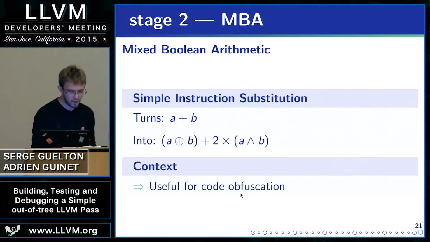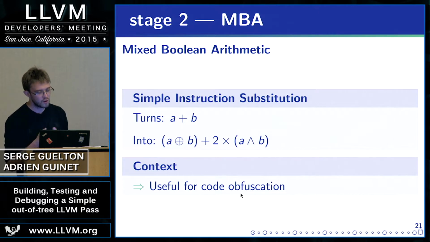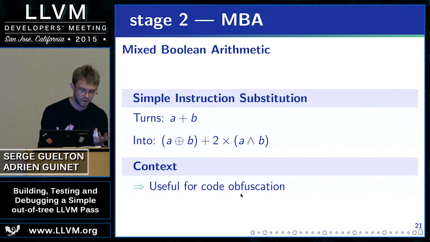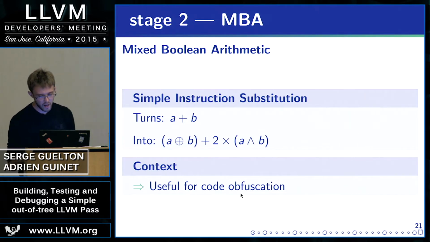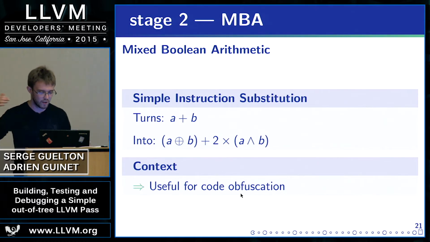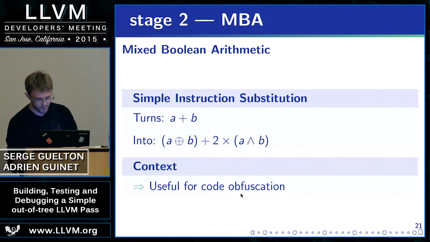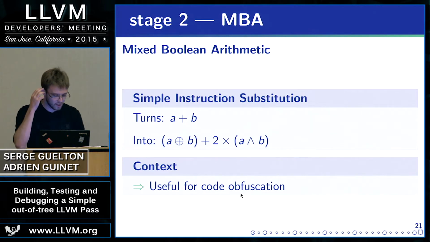So I talked a bit about mixed Boolean arithmetic. Here's an example. You can prove that modulo 2 to the power n, so on 32 bits for instance, a plus b is equivalent to a XOR b plus 2 times a AND b. This is easy to understand with 1 bit, and you can prove that it works on any number of bits anyway. We're not going to prove that here. But we use that for code obfuscation a lot.